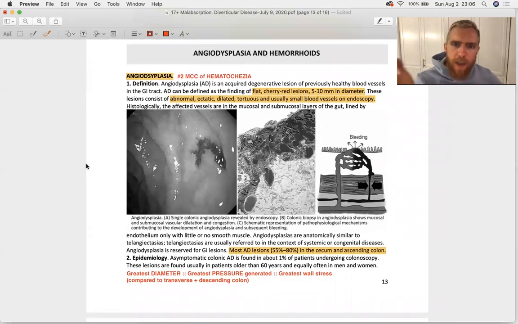Let us now discuss angiodysplasia and hemorrhoids. So angiodysplasia is the number two most common cause of hematochezia behind diverticular disease. Defined as the finding of flat cherry red lesions 1 centimeter in diameter, consisting of abnormal, ectatic, dilated, tortuous, and usually small blood vessels on endoscopy. Histologically, the affected vessels are in the mucosal and submucosal layers of the gut, lined by endothelium with little or no smooth muscle.